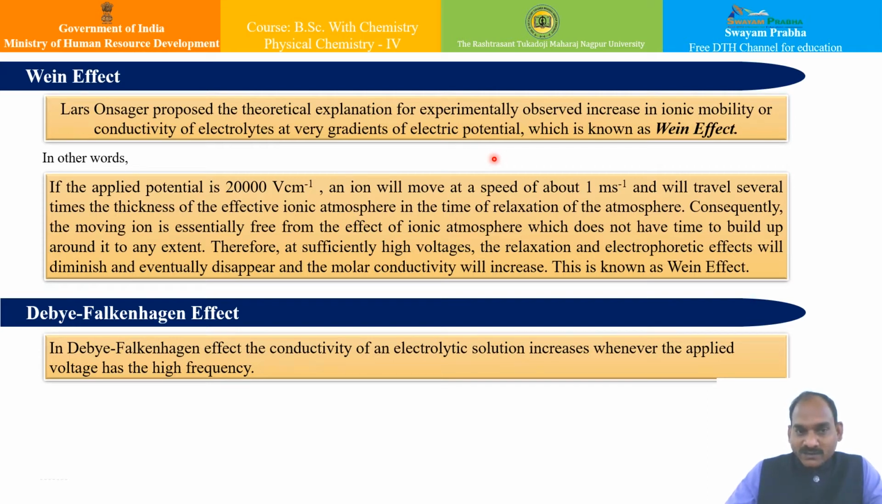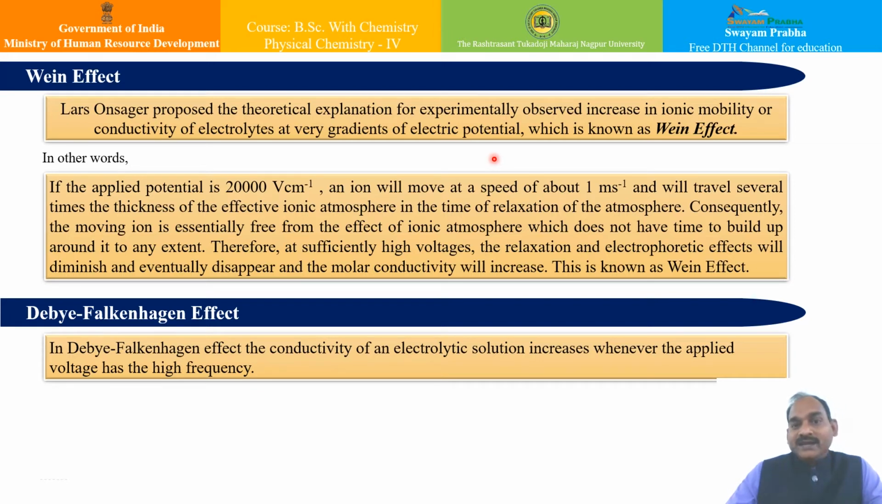Consequently, the moving ion is essentially free from the effect of the ionic atmosphere, which does not have time to build up around it to any extent. Therefore, at sufficiently high voltages, the relaxation and electrophoretic effects both diminish and eventually disappear, and the molar conductivity increases. This phenomenon of increase in molar conductivity is known as the Wien effect.